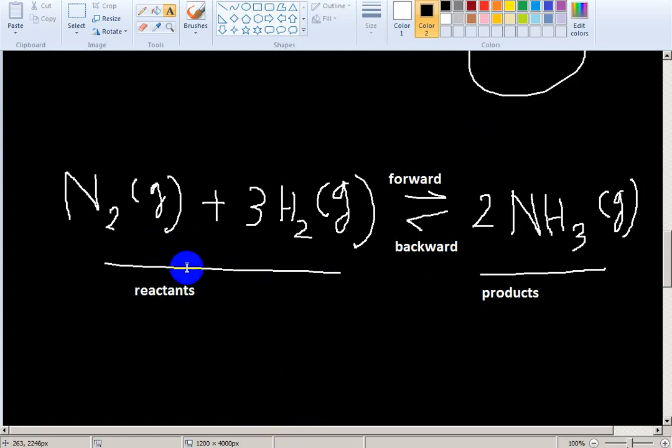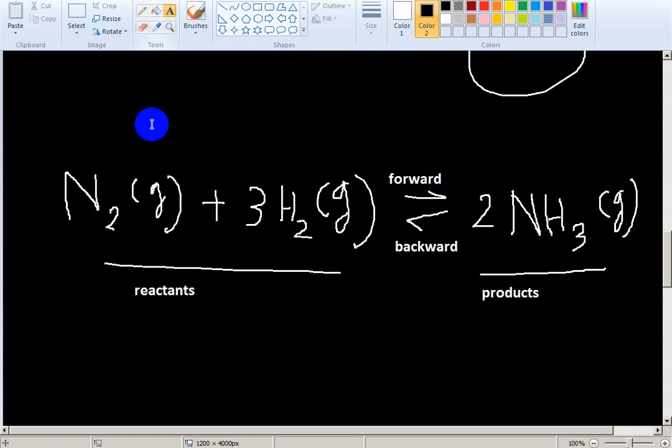The substances which participate in the reactions are reactants, and the substances which are produced are products. So in this reaction, the reactants are nitrogen and hydrogen, and the product is ammonia. When reactant to product form, this is the forward reaction.